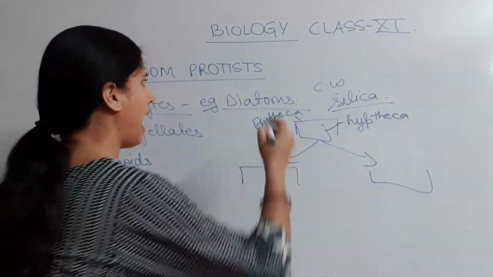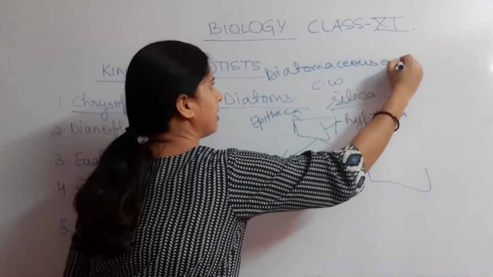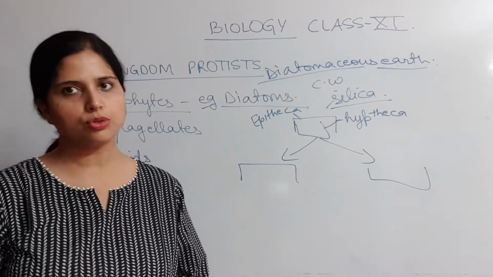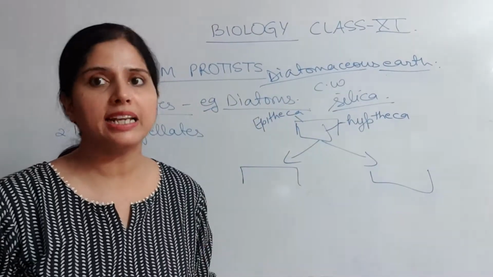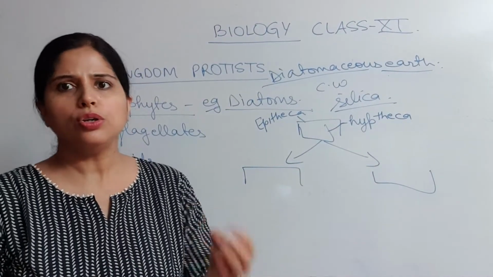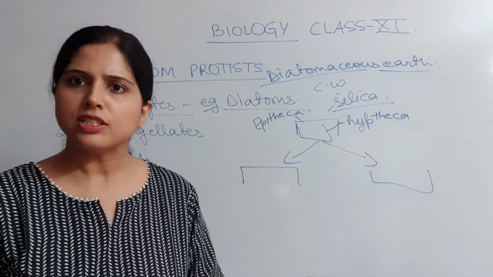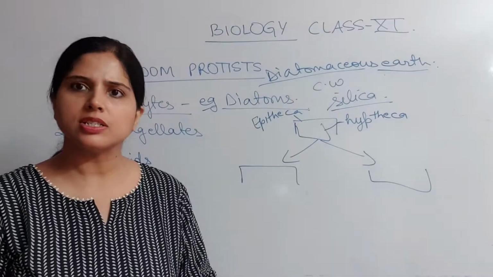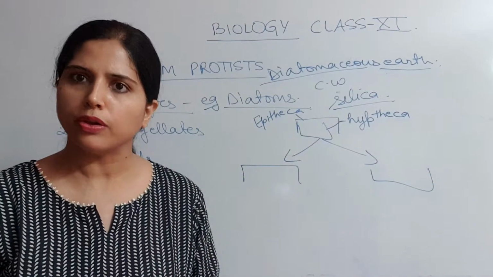That is called diatomaceous earth. It is very important because a short note comes on diatomaceous earth, and you should know that it is of great economic importance as it is used in insulators. It is also used in cough syrups, in tube lights, and in white paints. So diatoms form an essential part of day-to-day life also, if you see.